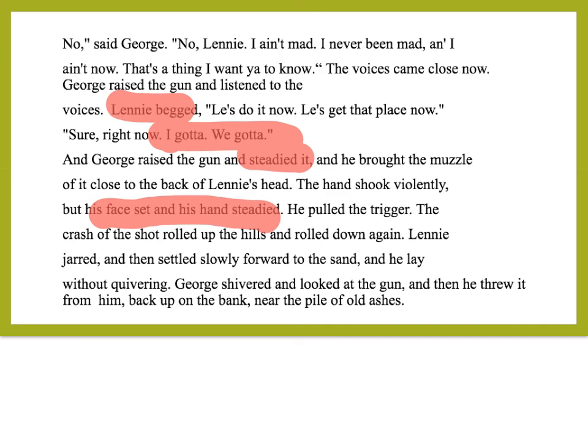"The crash of the shot rolled up the hill and rolled down again. Lennie jarred and then settled slowly forward to the sand, and he lay without quivering. George shivered and looked at the gun, and then he threw it from him, back out on the bank, near the pile of old ashes." Oh, God bless, look at that. So George shivered, the physical impact of that, and he throws the gun near a pile of old ashes. Now think of the symbolism there: the ashes of their friendship, the ashes of their dream, the ashes of their hope. Isn't that powerful?